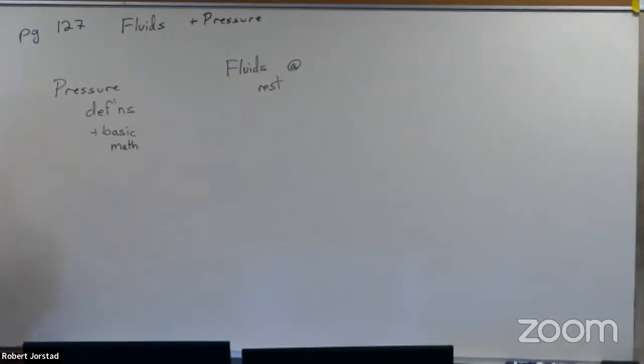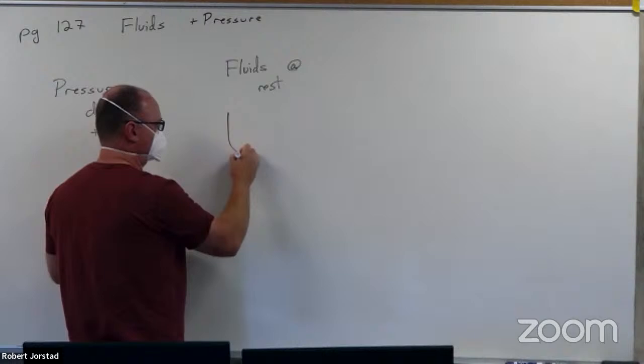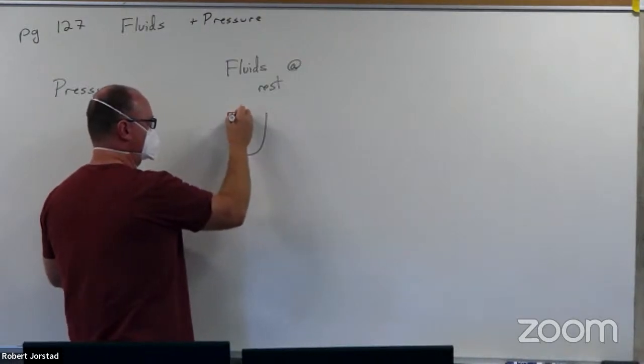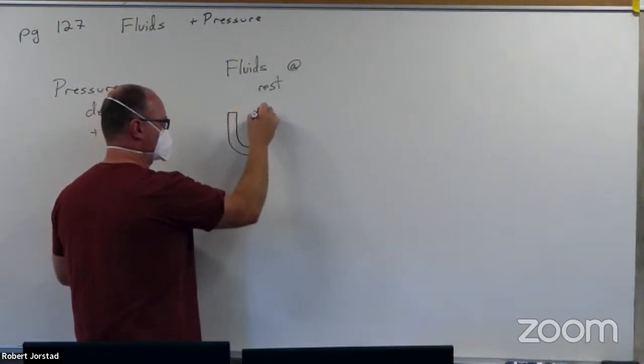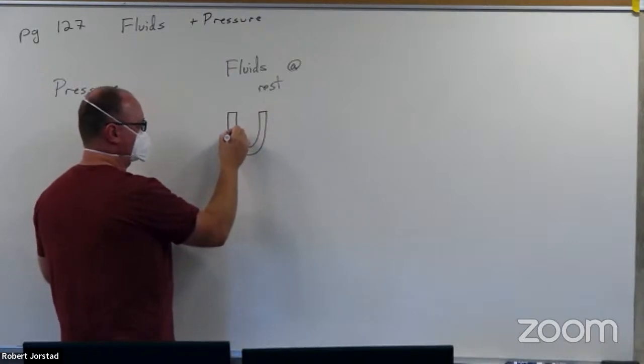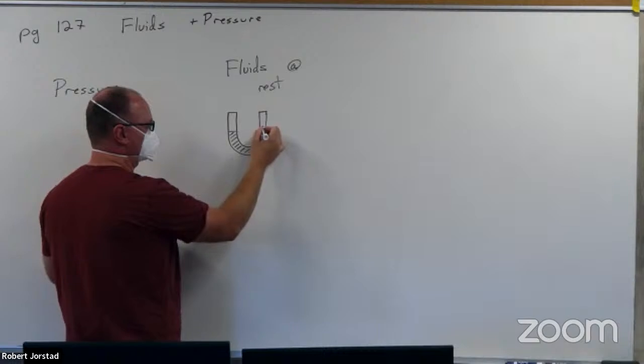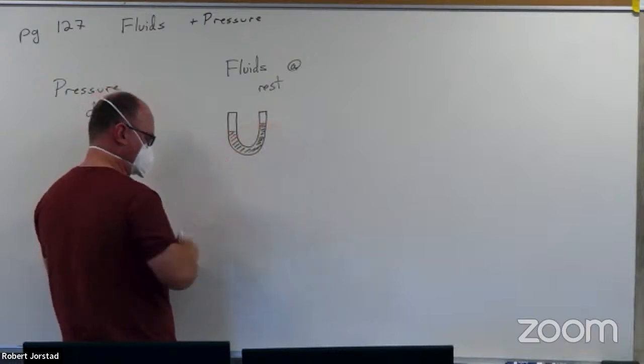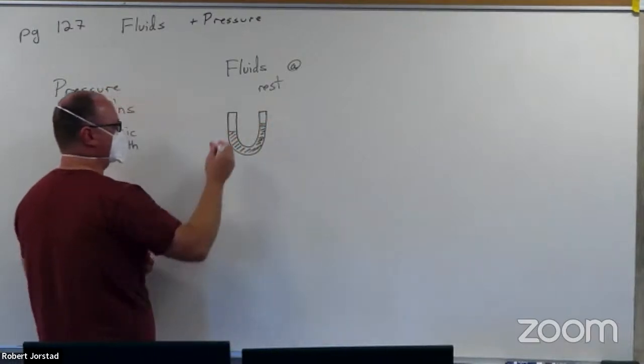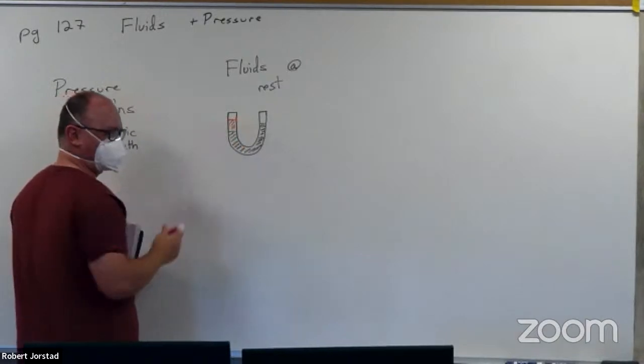The types of problems there would be what are called U-tubes, not the U-tube you know and love, but tubes filled with fluid that are shaped like a U. And maybe there are different types of fluids in these, and the density and pressure will relate to it.